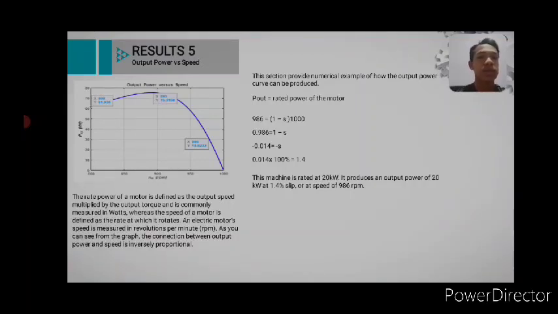Then, this section provides a numerical example of how the output power curve can be produced. We can get from the equation that output power equals the rated power of the motor. This machine is rated at 20 kilowatt. It produces an output power of 20 kilowatt at 1.4% slip, or at a speed of 986 RPM.